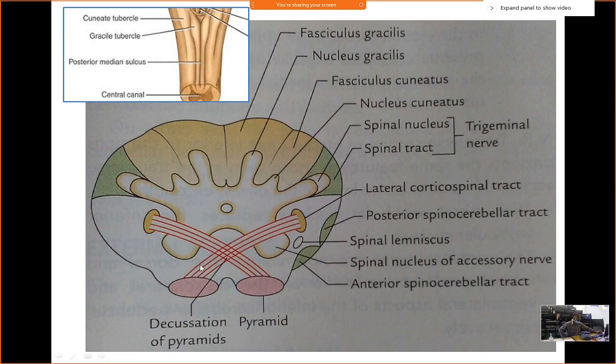Then we come to the white matter. Posterior to the gracile tubercle, this is the fasciculus gracilis. Posterior to the cuneate tubercle, this is the fasciculus cuneatus. Dorsal to the spinal nucleus of the trigeminal nerve, this white matter is called the spinal tract of the trigeminal nerve. Then in the ventral aspect, we have a longitudinal elevation, that is your pyramid.